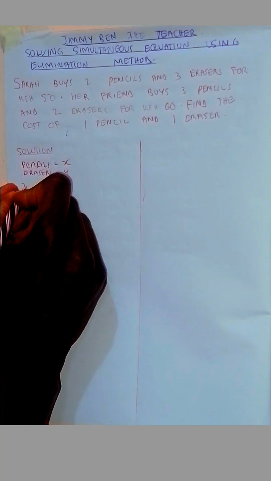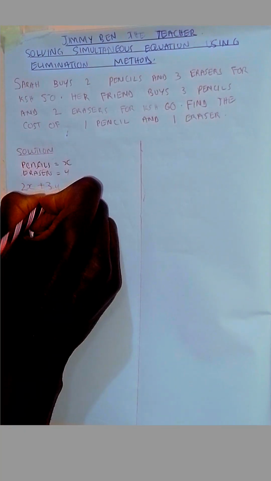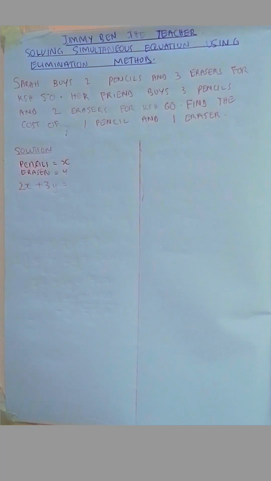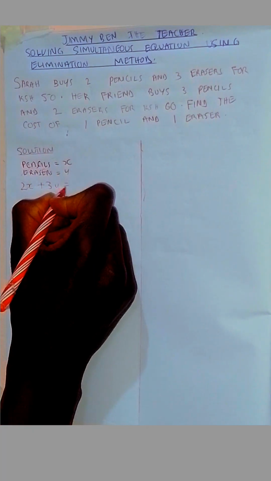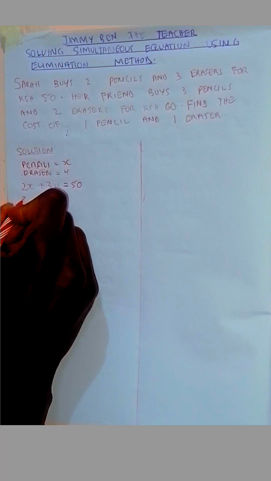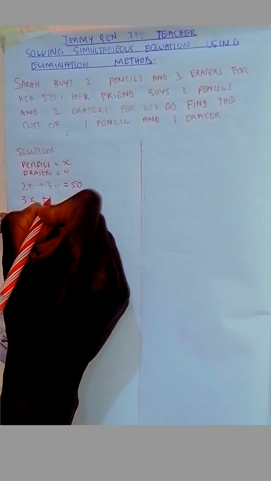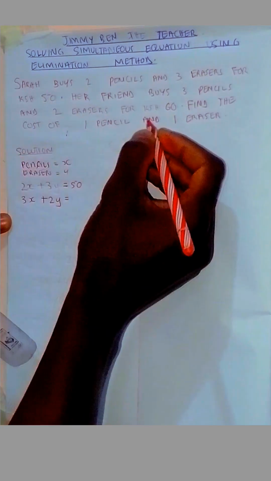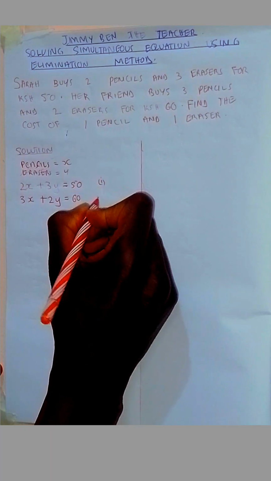2 pencils, which means 2x plus 3 erasers, 3y. What do we get? We get 50 shillings. What about the second equation? Her friend buys 3 pencils and 2 erasers, at what price? At 60 shillings. Very good. Are we together up to that point? This is our equation 1, our equation 2.